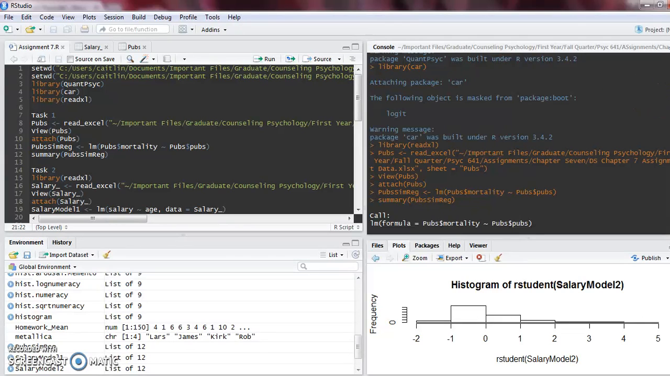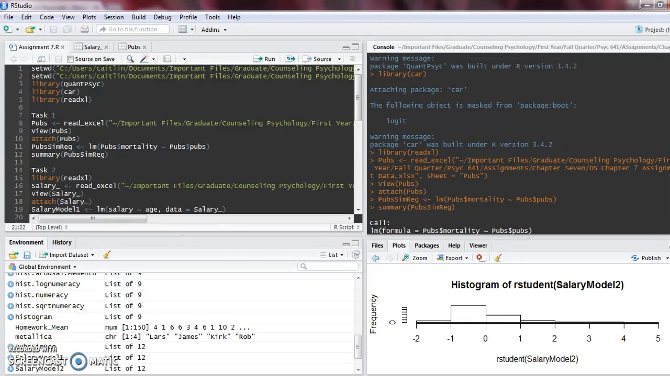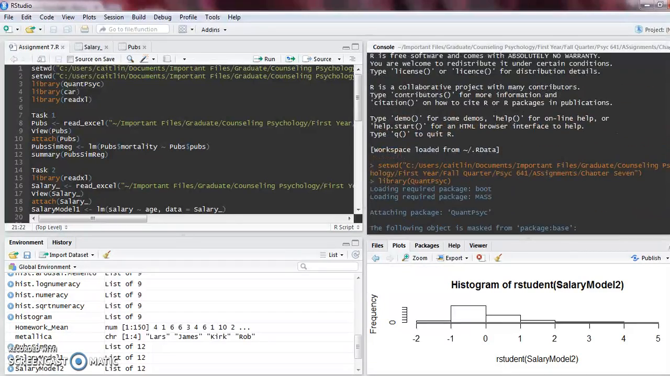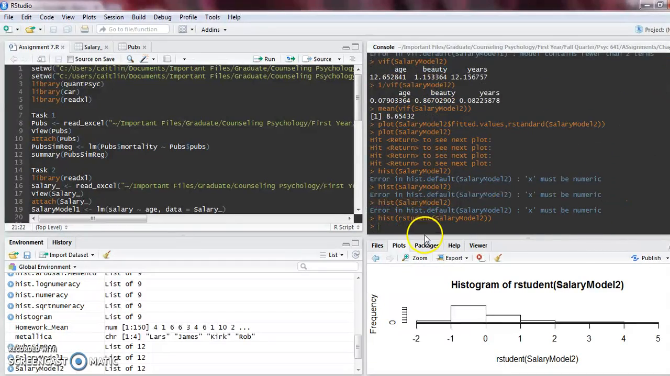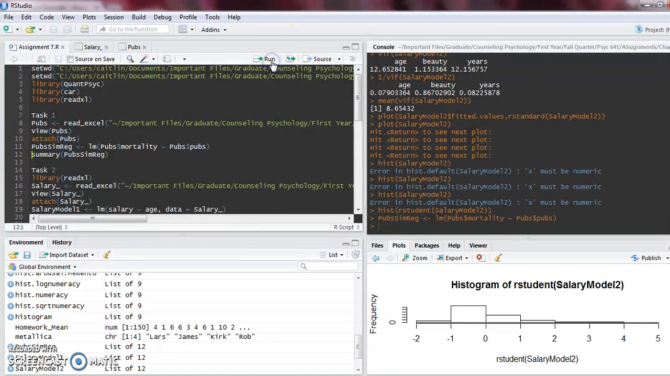Okay, so I'm about to show you what I did for my chapter 7 homework. So we'll just go all the way down and just restart. The first thing that I did was conduct a simple linear regression between the number of pubs and mortality rates. So I did this.